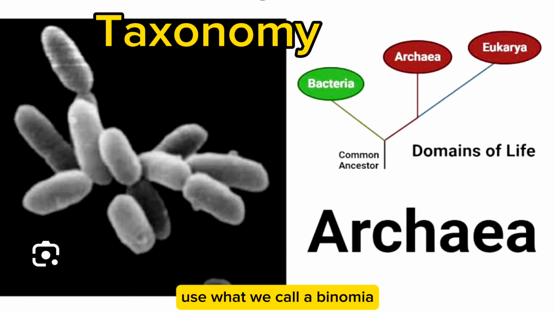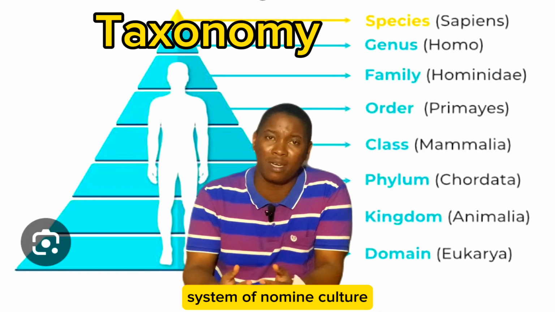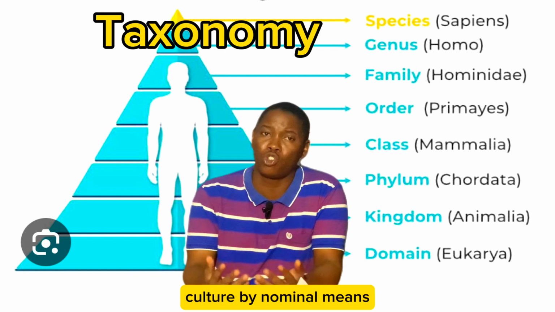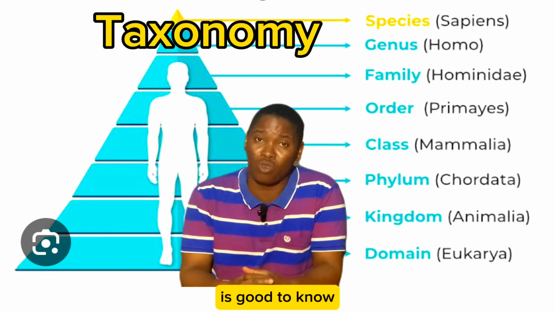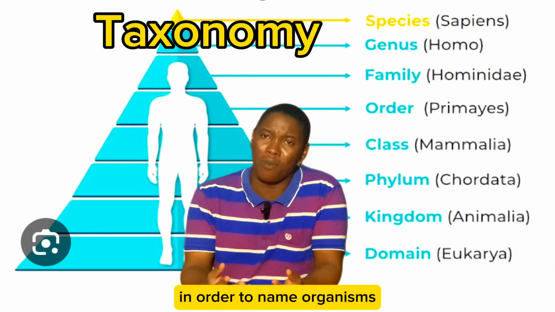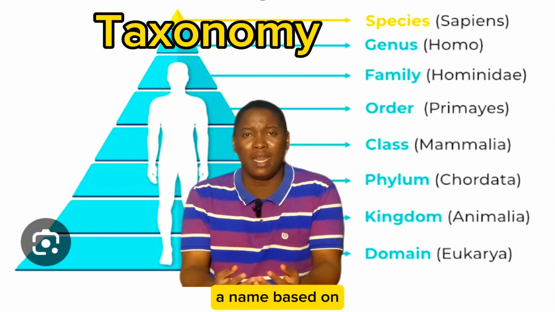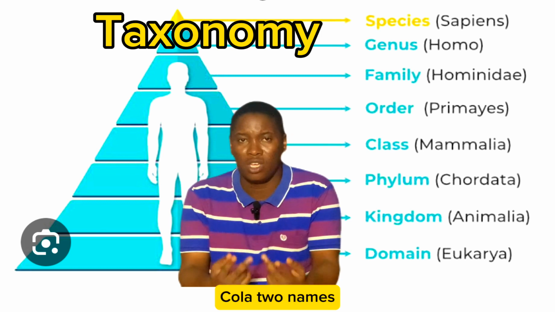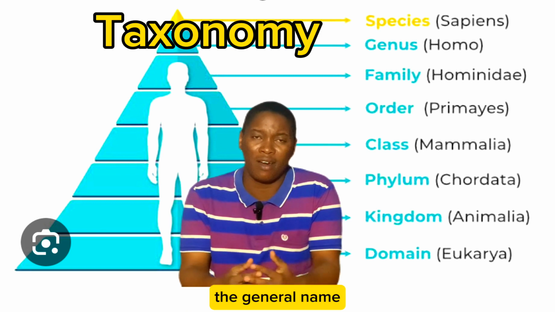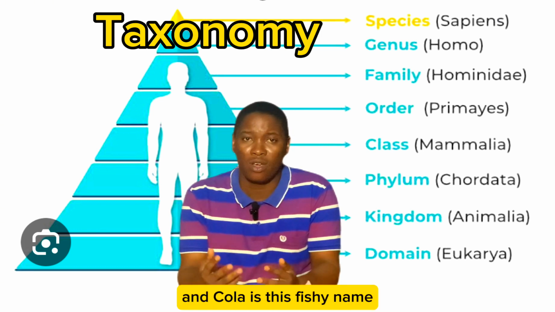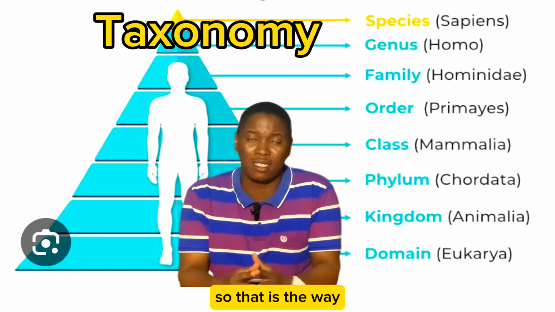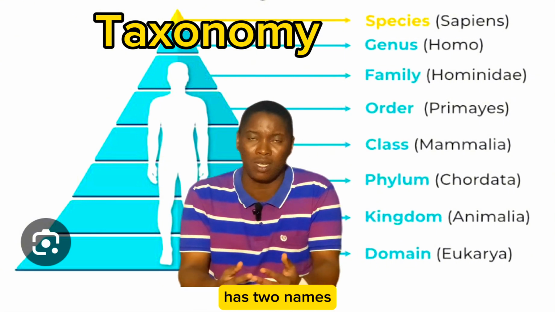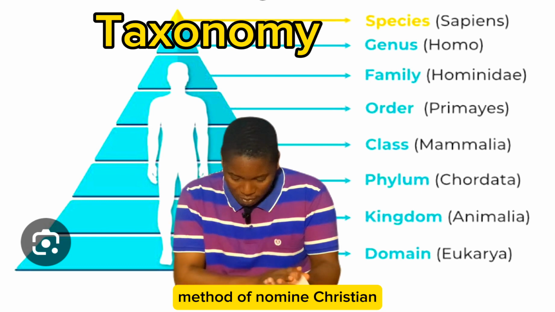Scientists now also use what we call a binomial system of nomenclature. Binomial means two. So this is good to know that scientists use, in order to name organisms, a name based on the name of their genus and their species. So you have Escherichia coli, two names. Escherichia is the genus name, and coli is the species name. So that is the way organisms are named in science. Whatever organism it is has two names based on the binomial method of nomenclature.